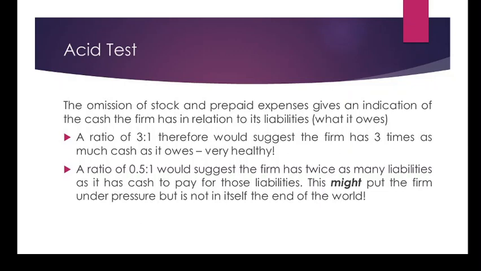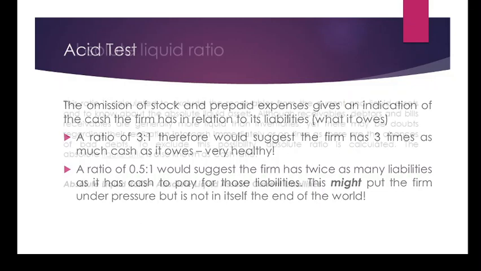The omission of stock and prepaid expenses gives an indication of the cash the firm has in relation to its liabilities. A ratio, for example, 3:1, will suggest the firm has 3 times as much cash as its liabilities. A low ratio would suggest the firm has twice as many current liabilities as it has cash to pay those liabilities. It might put the firm under pressure, but in itself it will not be the end of the world, though the firm will be under pressure.